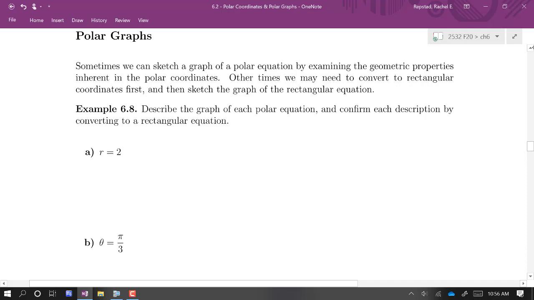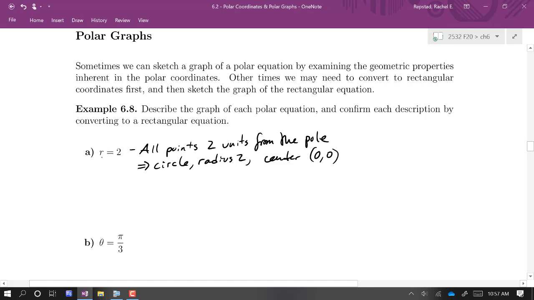So in 6.8, though, we could do these sort of by inspection and using our geometry skills. So we want to describe the graph and confirm by converting to a rectangular equation. So in part A, r is equal to 2, right? The distance from the origin is 2 and doesn't change. So these are all points 2 units from the pole. So that means it's a circle, radius 2, center 0, 0.